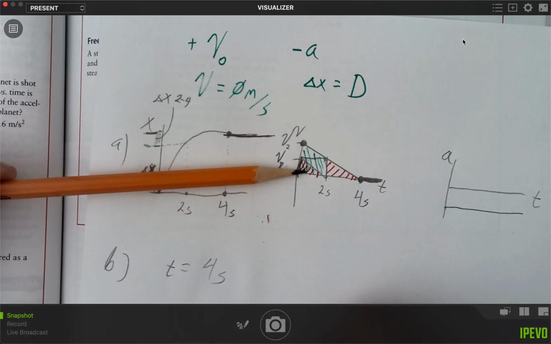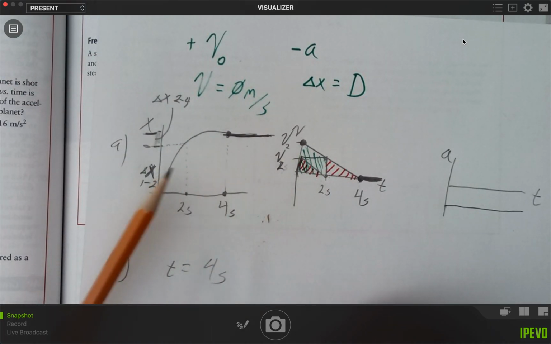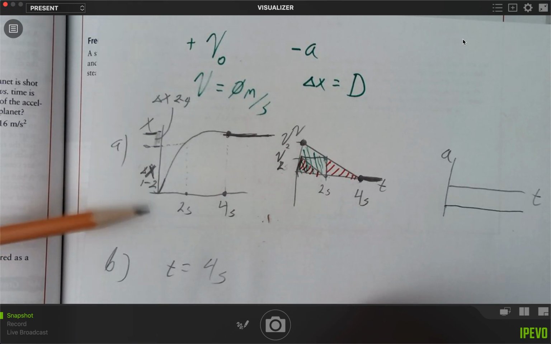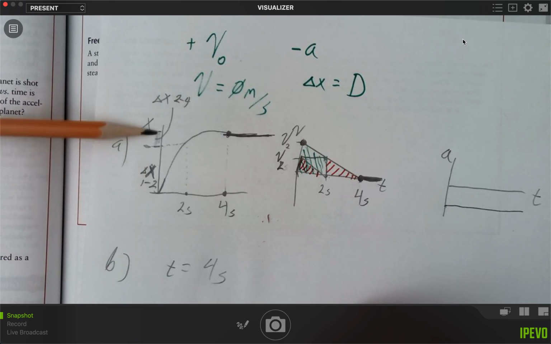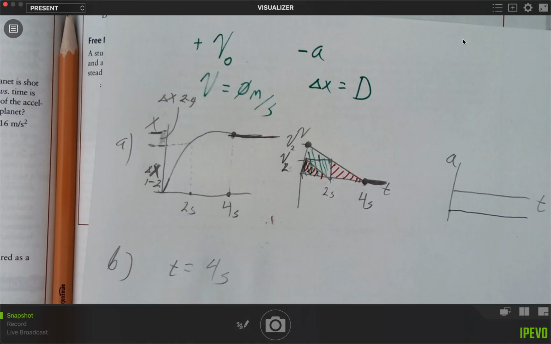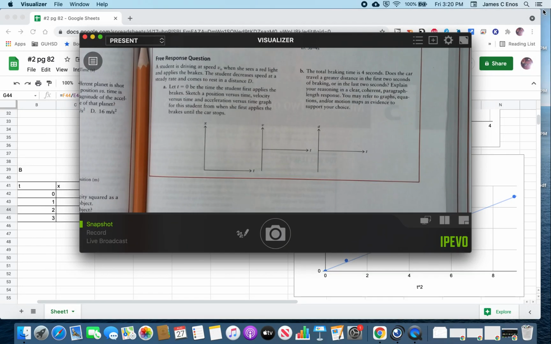So just using my graphs, I can talk about the area underneath the velocity versus time graph, or I could talk about how my displacement versus time has a much greater change in the first 2 seconds than in the final 2 seconds. So I'm hoping this really helped us with this AP practice problem. If you have more questions, don't hesitate to ask. Thank you very much, class.